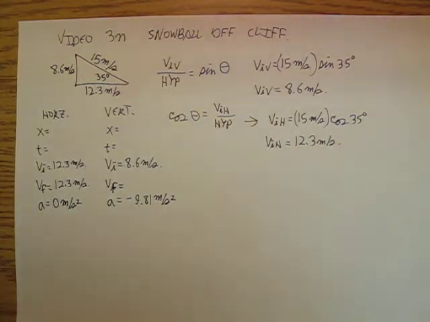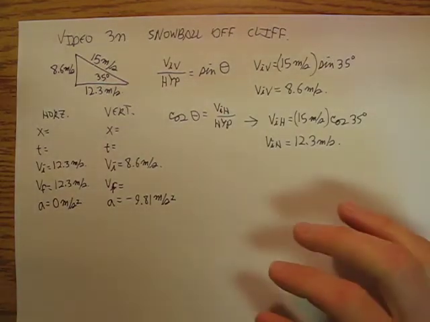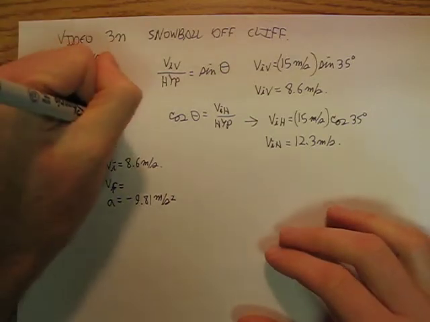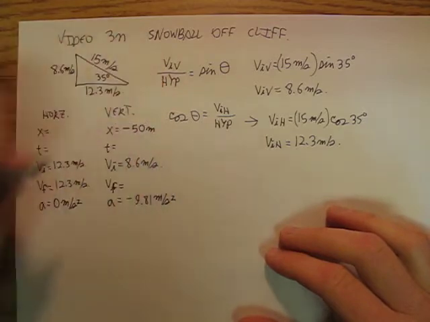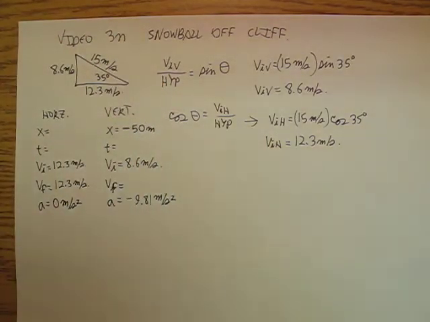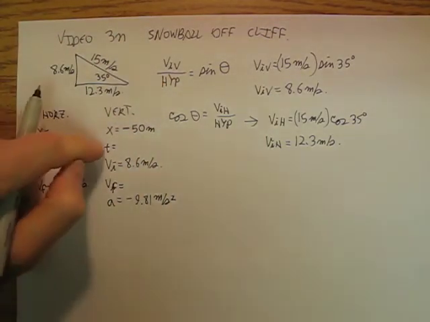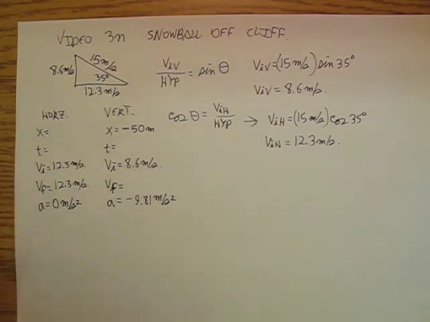And I think what I'm going to do is I'm just going to estimate. I'm going to say that the cliff that we threw it off of was 50 meters high. So it throws it off of a cliff that's 50 meters high. So we're going to say that the vertical distance that the snowball traveled was negative 50 meters. Okay, now that's going to make some things complicated for solving for t, but that's okay. That's what we're here for.